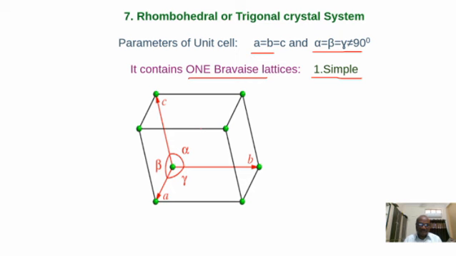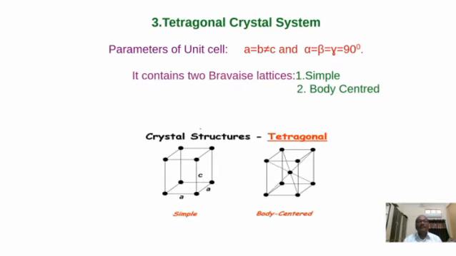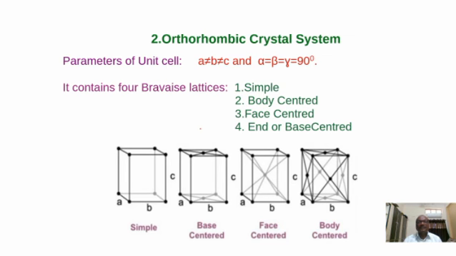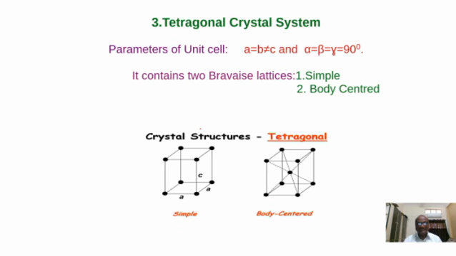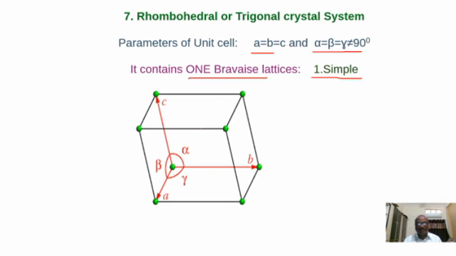Can you say what type of crystal system it is where a is not equal to b is not equal to c and alpha, beta, gamma are 90 degrees? It is orthorhombic. So you can see the difference between rhombohedral and orthorhombic. In orthorhombic, a is not equal to b is not equal to c, but alpha, beta, gamma are 90 degrees. Whereas in rhombohedral, a is equal to b is equal to c, but alpha, beta, gamma are not equal to 90 degrees.